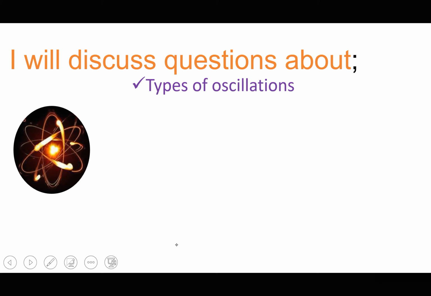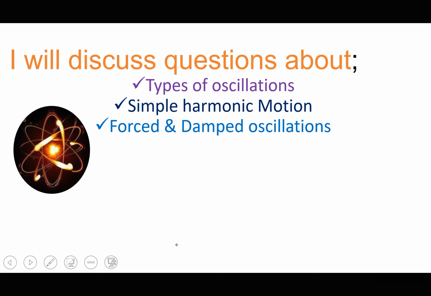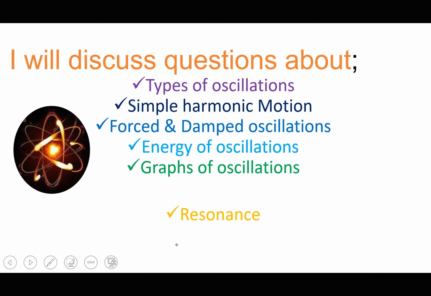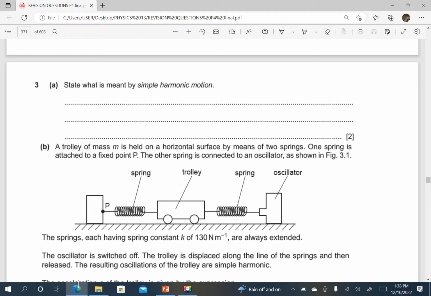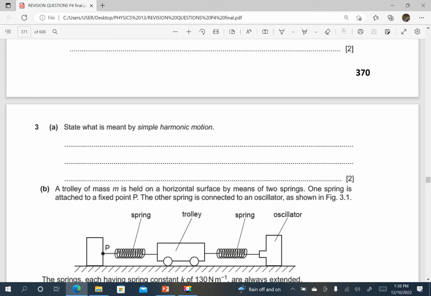Throughout this video, we shall discuss our questions relating to the types of oscillations, simple harmonic motion, forced and damped oscillations, energy of oscillations, graphs, resonance, and a lot many more. So without wasting time, let's move to the past paper document so that we continue from where we stopped in part 3. I think we stopped on page 370. And in part 4, I want us to start from page 370.